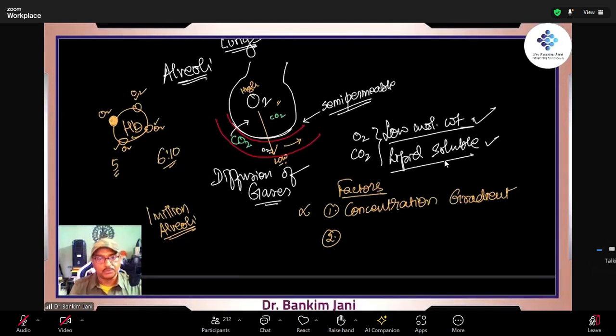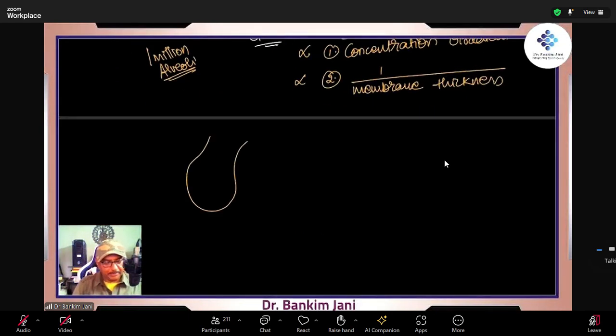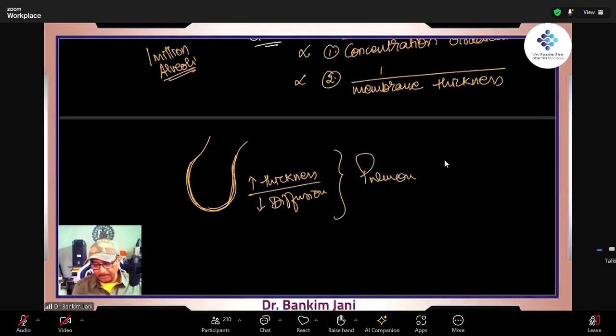Second, when a person smokes, this is in fact inversely proportional. So I'll write it like this: 1 upon membrane thickness. There is one condition called fibrosis. Keeping it simple, this is the normal alveolus, and in case of fibrosis, the fibrosis is over here. So this alveolar membrane becomes thicker. When the membrane becomes thick, the increased thickness leads to decreased diffusion. Simple. This is what we see in pulmonary fibrosis.